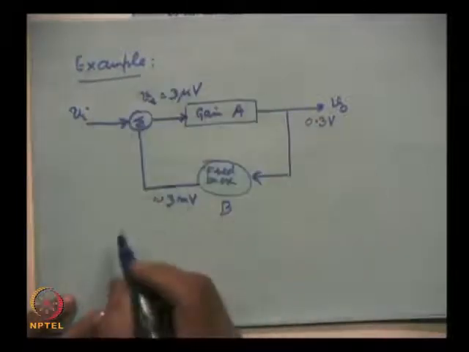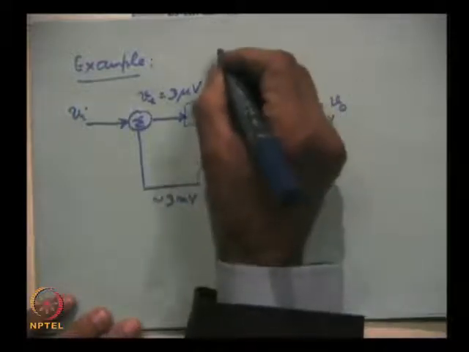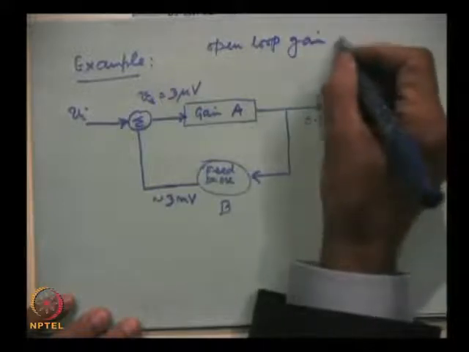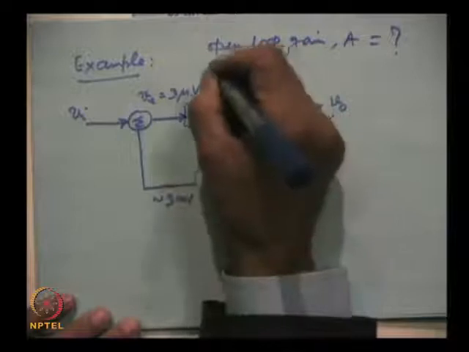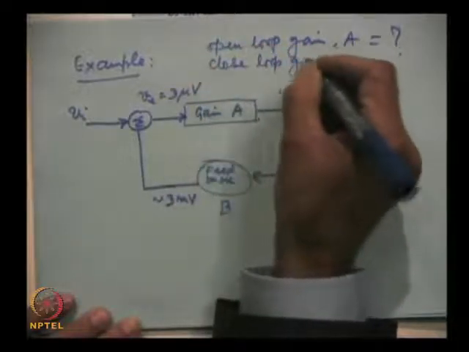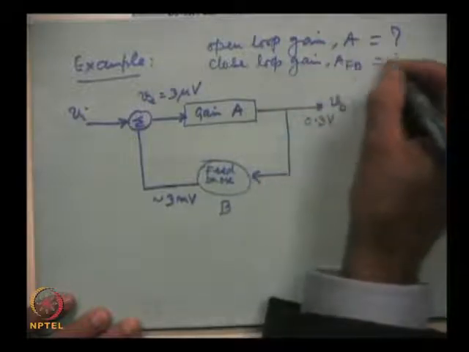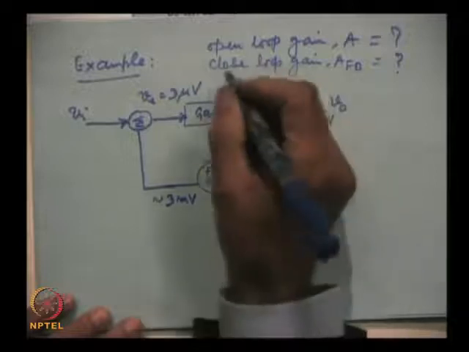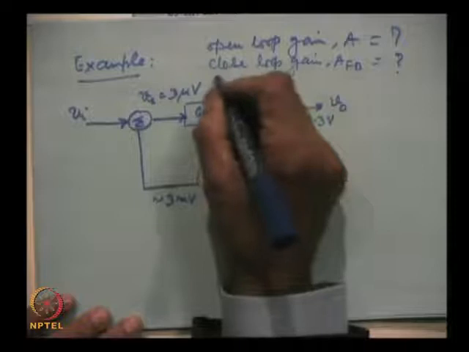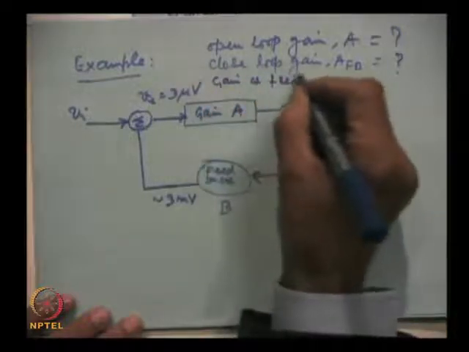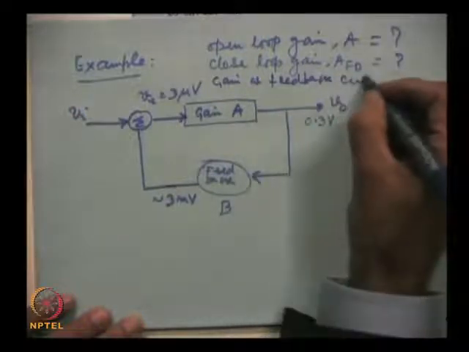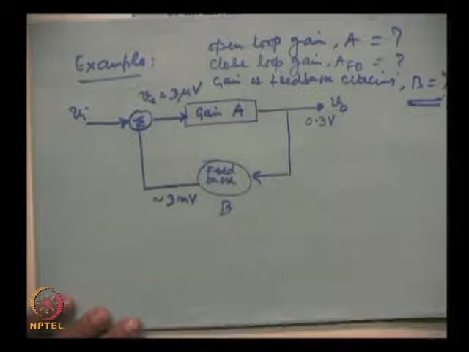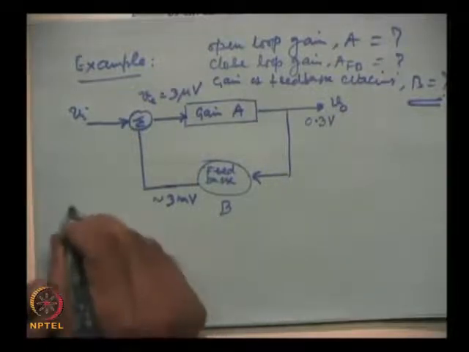Then in this circuit we have to find out the open loop gain A. The closed loop gain AFB we have to find out, and we have to find out the gain of the feedback circuit, the feedback factor as we call it, that is B. These three quantities we have to find out. Very simple, we can get the solution.